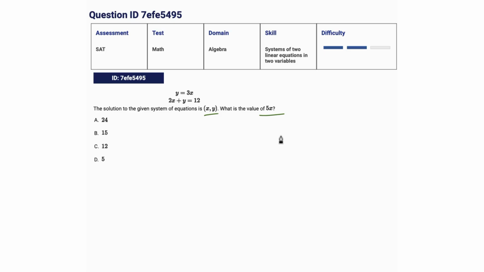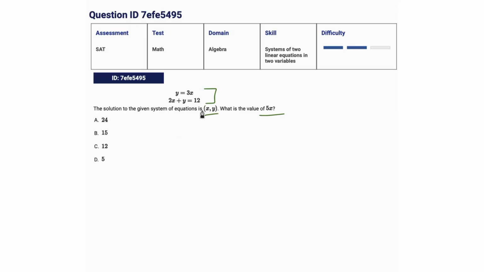Okay. Now, if you see these two equations we have been given, it's y equals 3x and the other one is 2x plus y equals 12. So immediately, you can put this in Desmos and solve it pretty quickly. I would show you that as well. However, I'm going to show you another way to solve this as well. Let's say this is the first way.